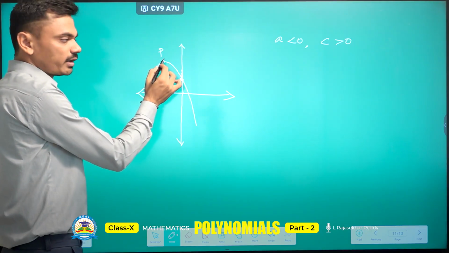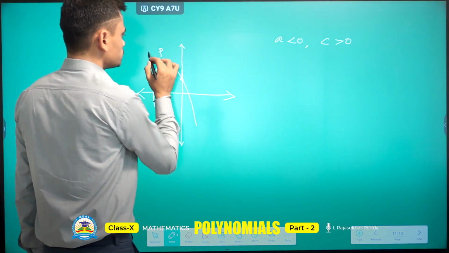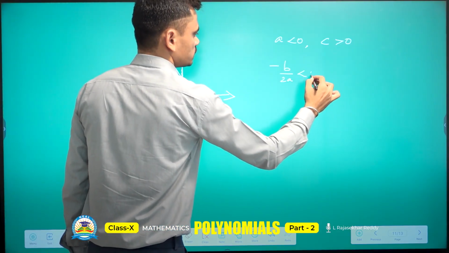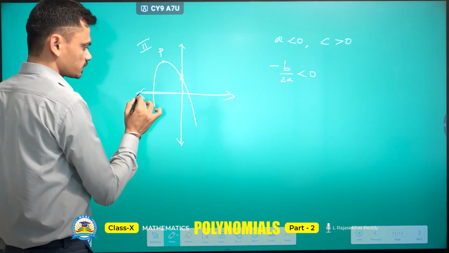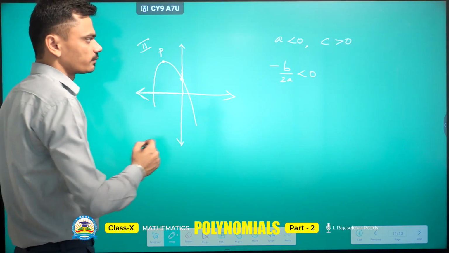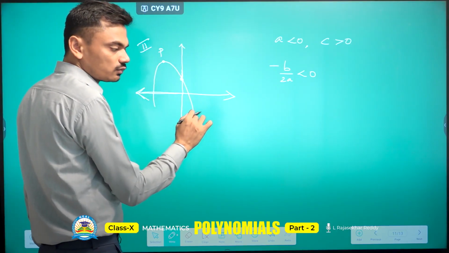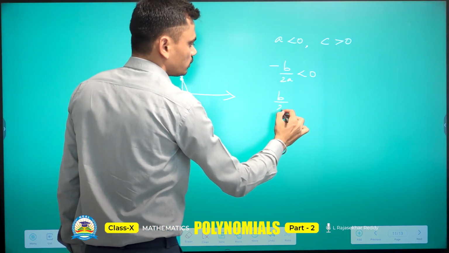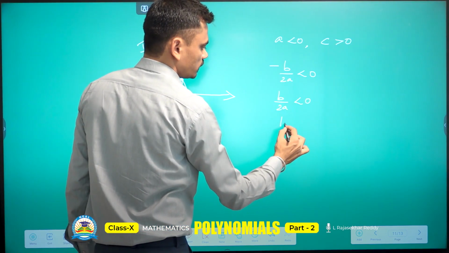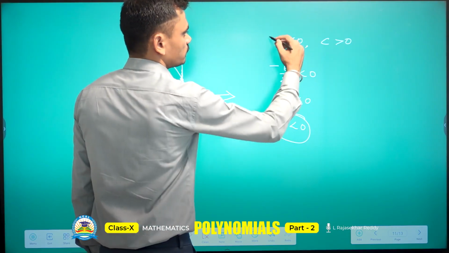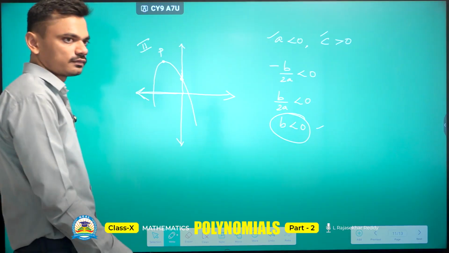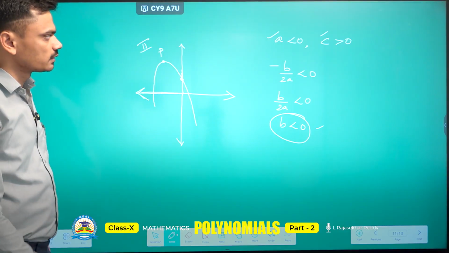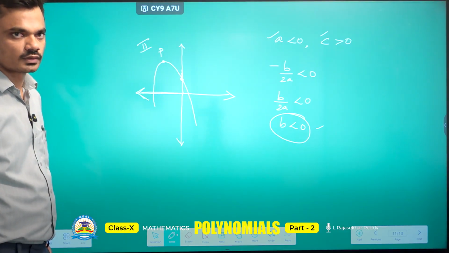Next, the maximum point is in the second quadrant, so minus b by 2a is less than 0 because in the second quadrant the x coordinate is negative, and here the curve is open downwards, so a is also negative, here minus cancels, b by 2a is less than 0, then b is less than 0. So this is the answer. Clear? So this is a graphical representation of a parabola.